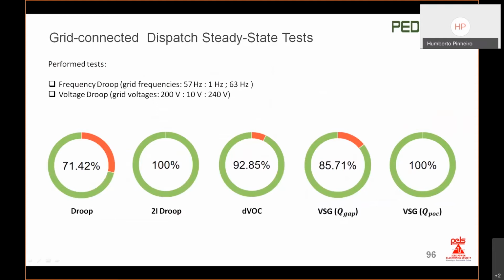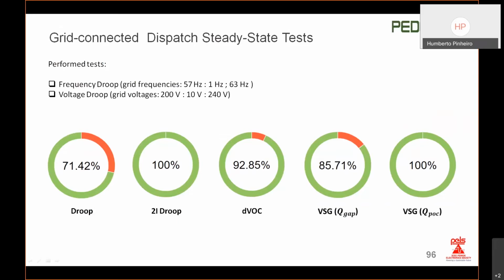Let's start with looking at the grid-connected dispatch steady state test. This test evaluates whether or not the active and reactive power exchanged by the DER with the grid is within the envelope that we have defined as 15%. This test has been evaluated for the 5 primary controllers that we have considered.